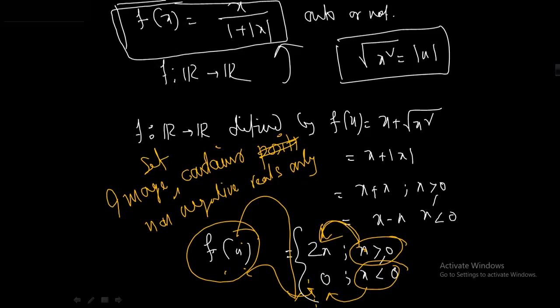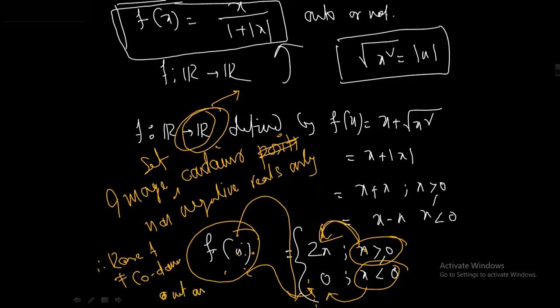that collection, but this codomain, the set of reals, contains negative reals as well. But this function does not contain any negative reals in its range, so the range is not equal to the codomain. Therefore range of f is not equal to its codomain, hence this is not onto.